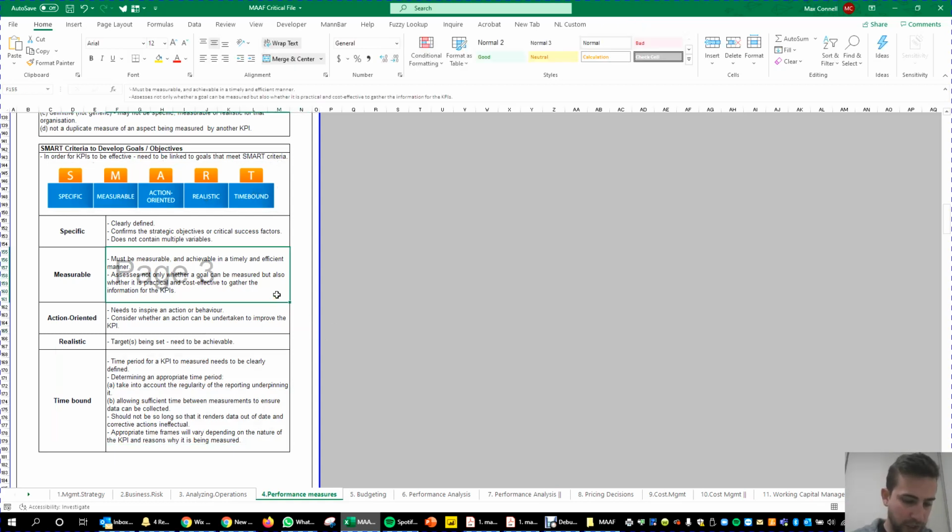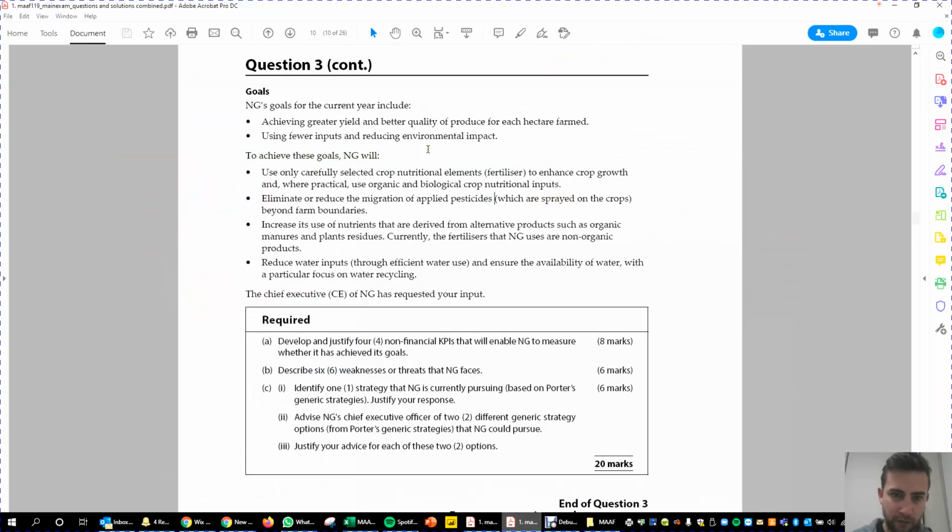So another way we could do it is potentially just saying the number of instances. So the number of times, let's go back to the question, the number of times that we've identified that there is a migration of applied pesticide across farm boundaries, so linking into the question, within 1 year. So notice how I'm always saying a time period in the questions, just so it's measurable within a time period. Okay, so that's 1 mark there, which would satisfy that one.